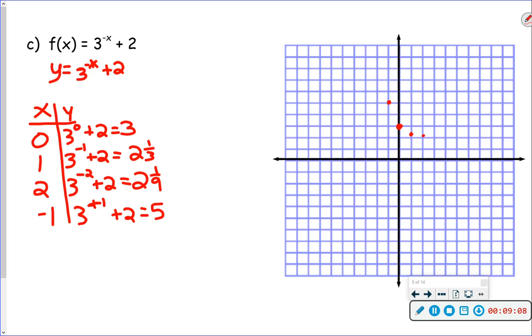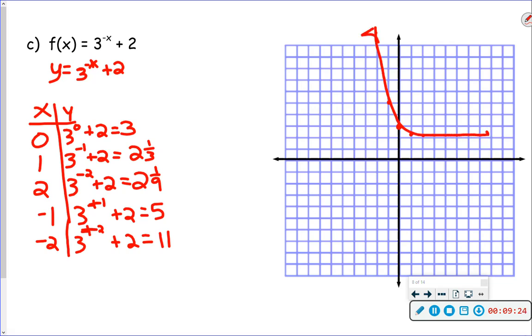And let's try one more negative number, and that should be plenty to see our curve. So 3 to the -2. So I'm going to have 9 plus 2. Oh, off the graph. I'm just going to estimate it 1 off. Close enough. Let's get it drawn.